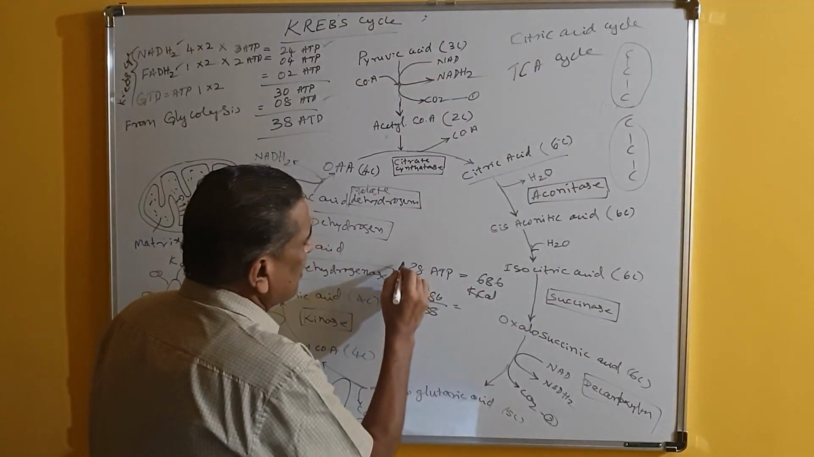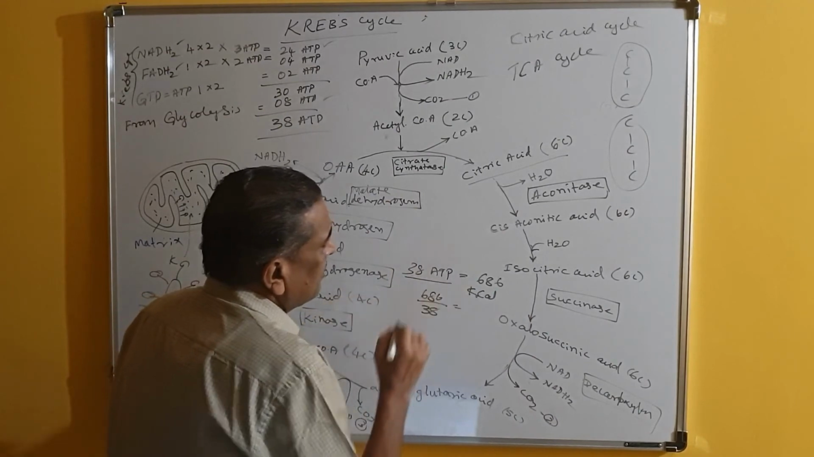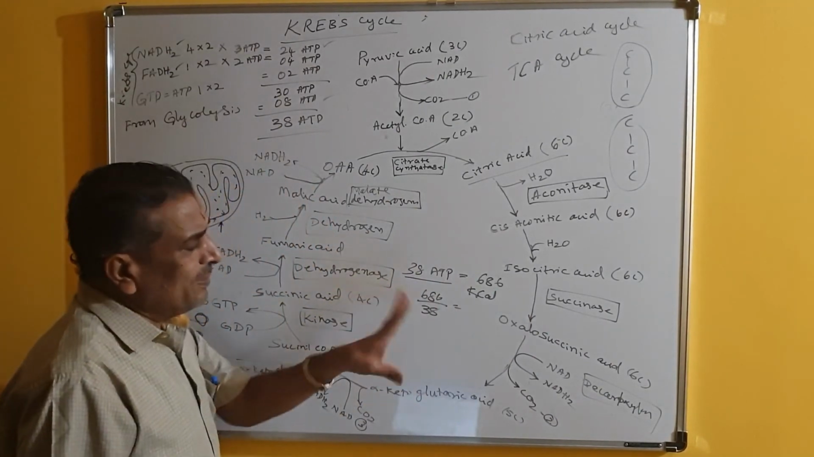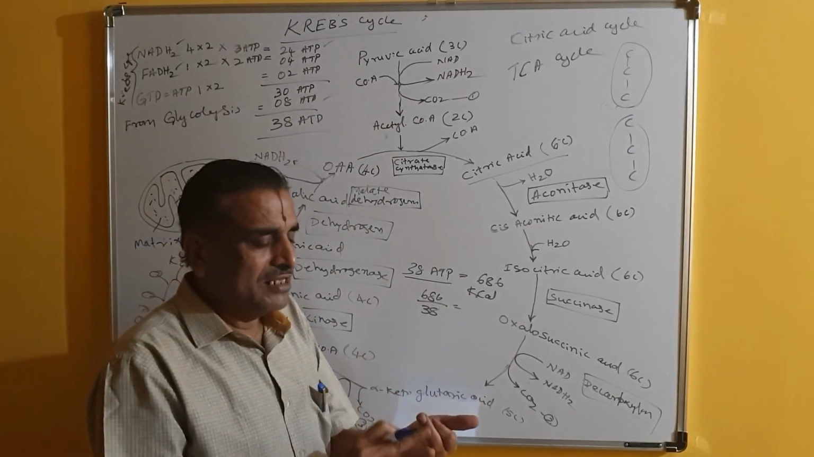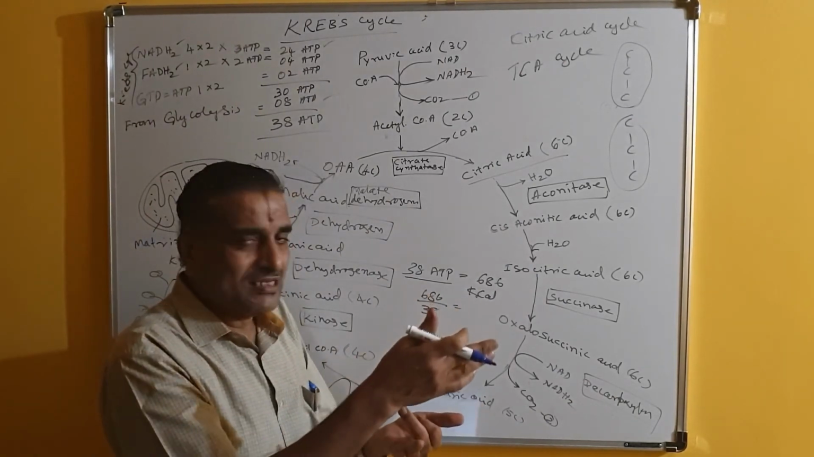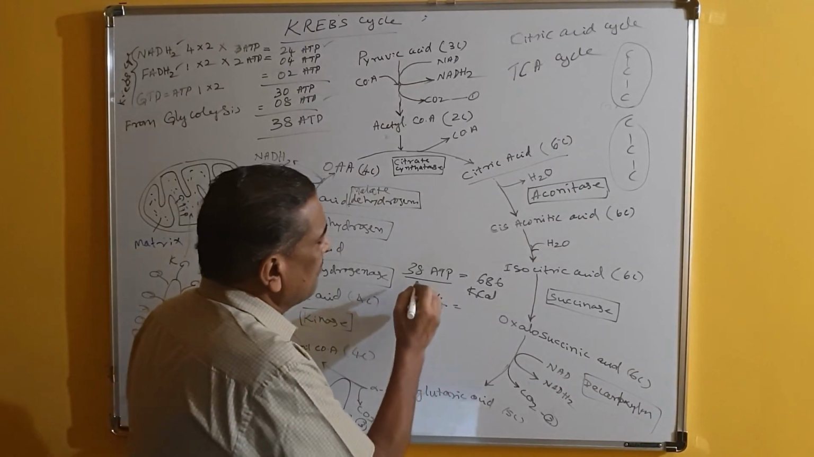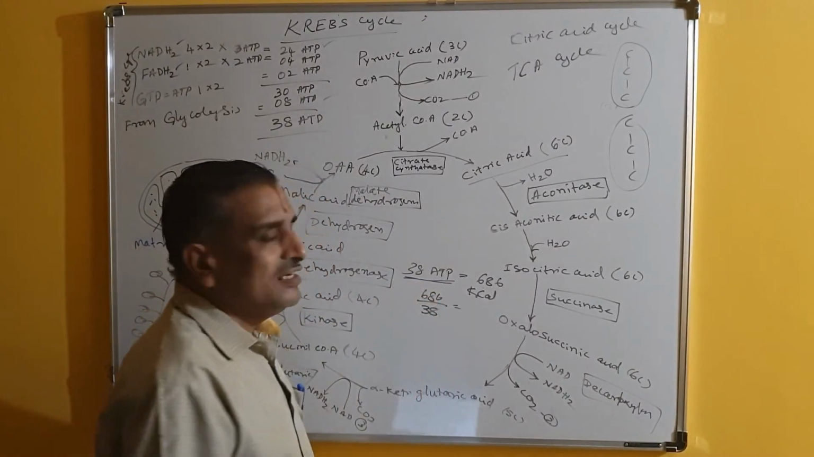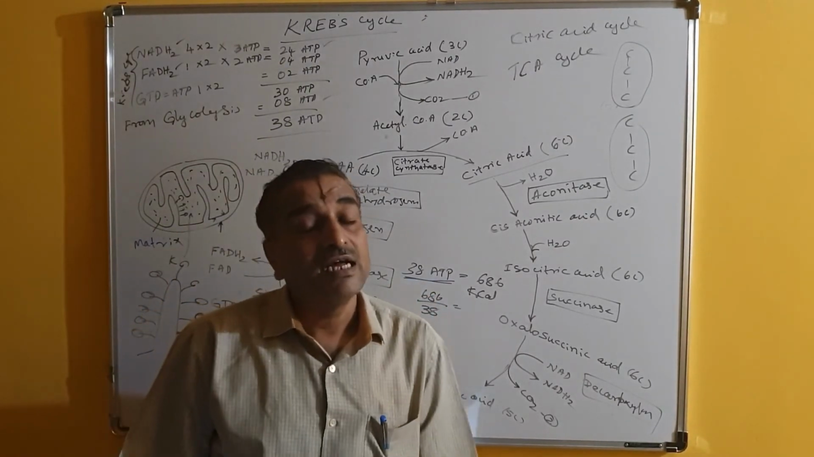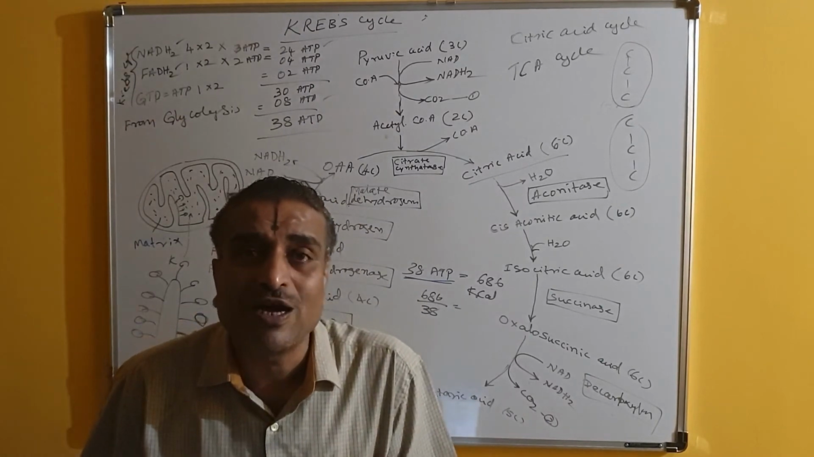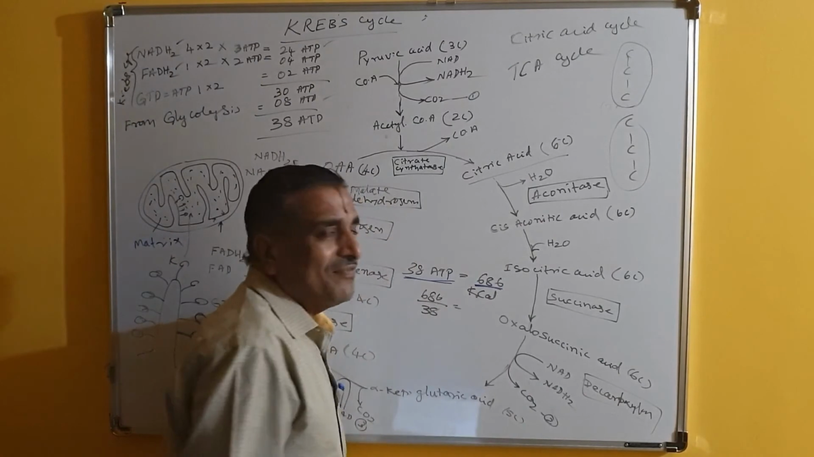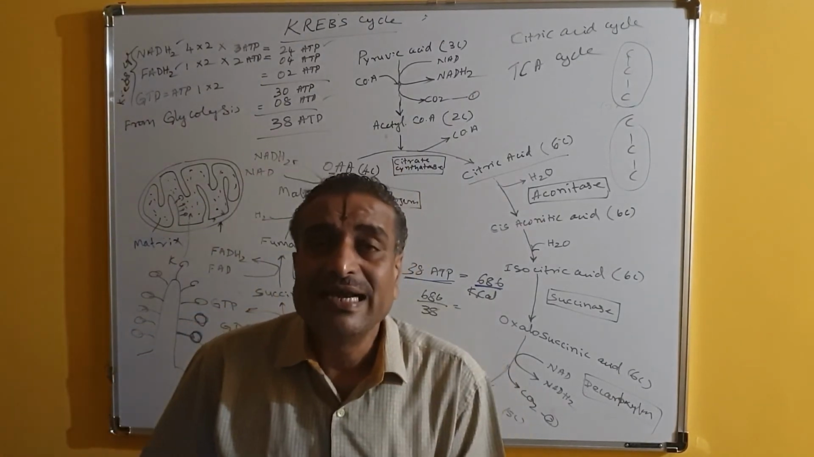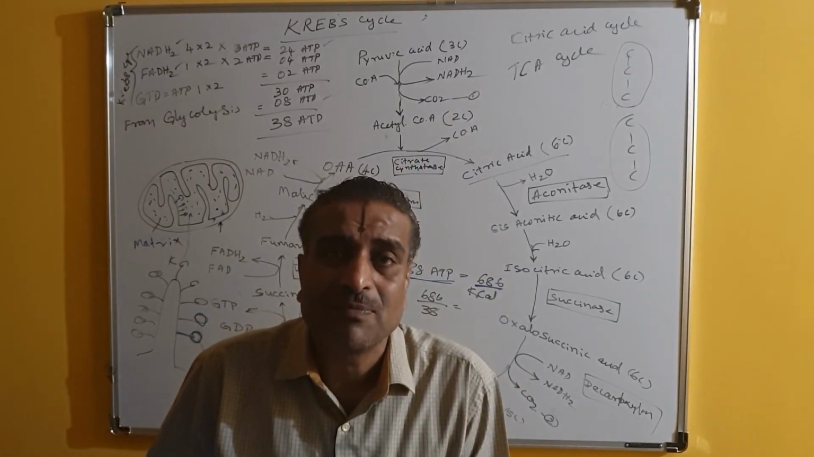And one more thing you have to remember always: in aerobic respiration, from glycolysis and the Krebs cycle, and the products of the Krebs cycle that enter into the ETS cycle, whatever it may be, the total number of ATPs produced is 38 ATP. And these 38 ATPs are equivalent to what? They are equivalent to 686 kilocalories of energy.